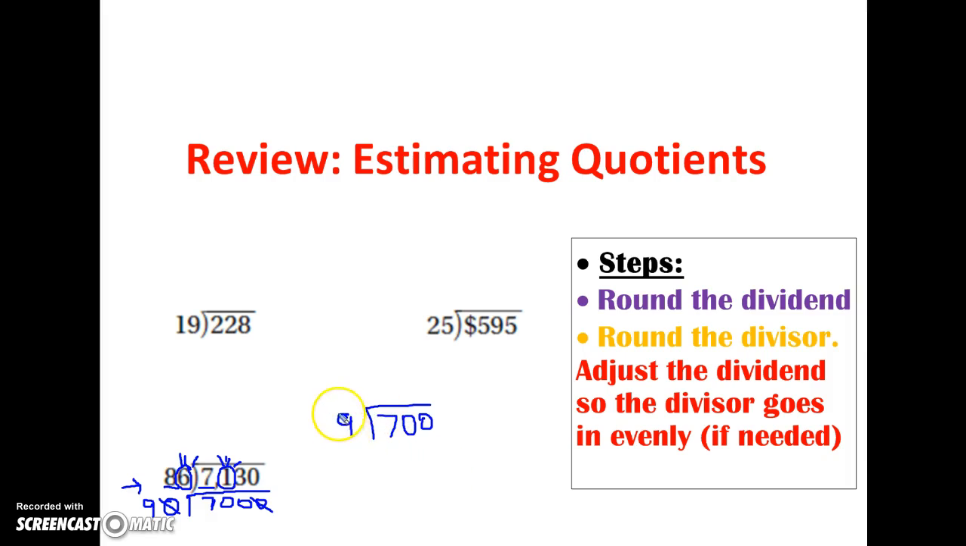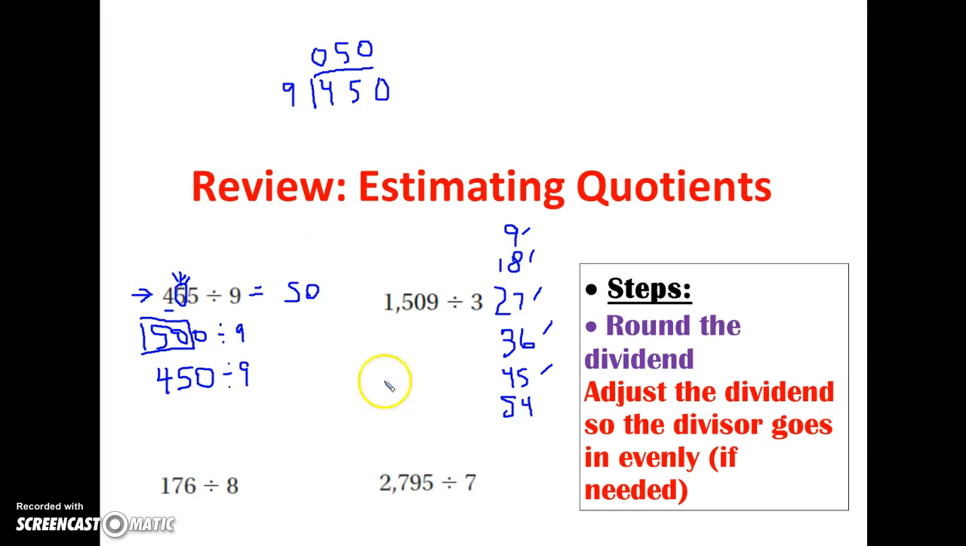So, but unfortunately, 9 does not go into 7. It does not go into 70 or 700. So I'm going to look at these two digits here, and I'm going to think about what multiple of 9 is really close to 70. Well, I wrote this over here, so I'm just going to continue.